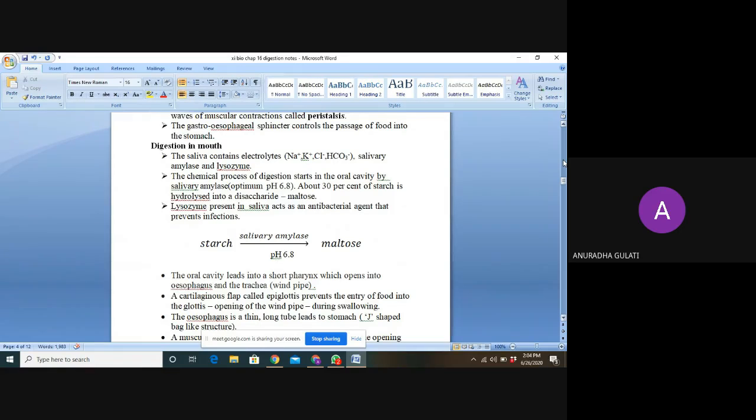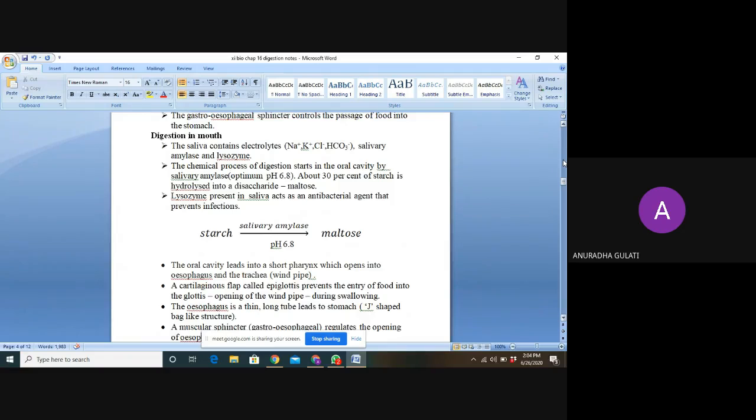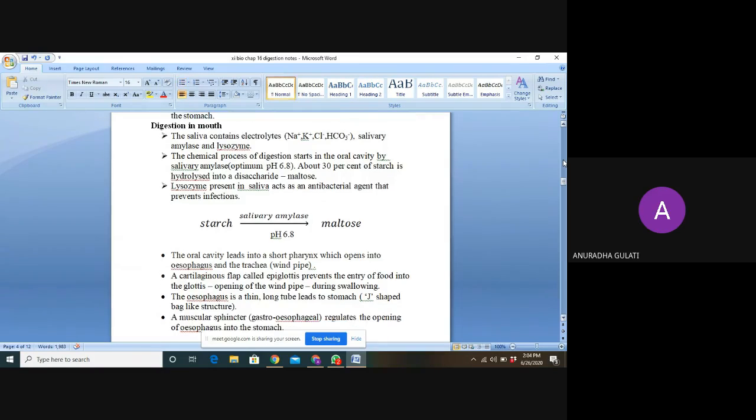The esophagus is a long tube which leads to a J-shaped muscular bag called the stomach, and the muscular sphincter called the gastroesophageal sphincter regulates the opening of the esophagus into the stomach. Once the food reaches the stomach, the gastric glands start working and the digestion in the mouth is over.